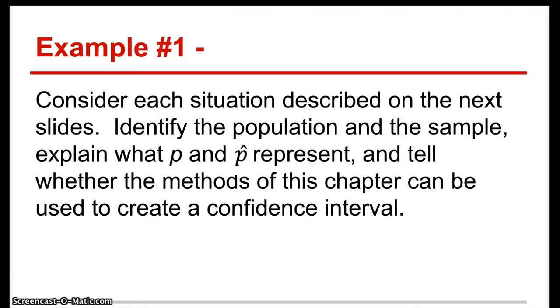Okay, so what we're going to do now is I'm just going to go over some examples, and hopefully that will help you clear up some stuff. So for example 1, it's going to have 3 different parts, maybe 4. We'll see how it goes. Consider each situation described on the next slides. Identify the population and the sample. Explain what p and p hat represent, and tell whether the methods of this chapter can be used to create a confidence interval. Okay. So let's look at example 1.